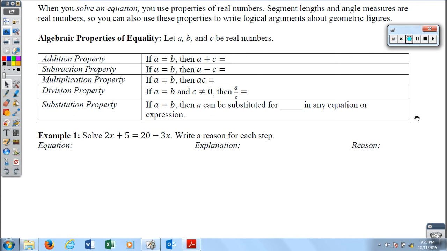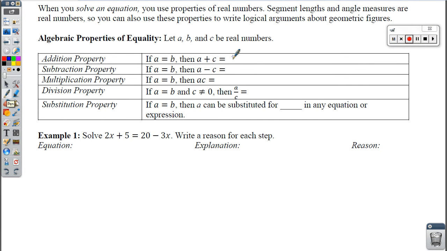So we have some properties here, algebraic properties of equality. We're going to use A, B, and C as variables. A, B, and C are just real numbers, any numbers that you can think of. So the first property is the addition property. If A equals B, that means if A and B are the same number, then if we add C to A, that would be the same thing as adding C to B. So we can say that's equal to B plus C.